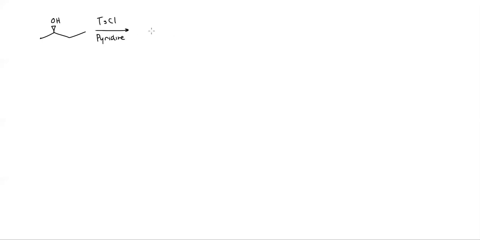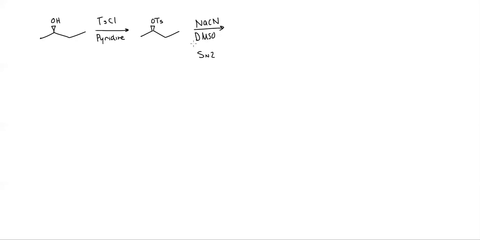Whenever I use TsCl in the first step, you'll see this is chiral. The chirality doesn't change for the first step, so I just have OTs, right? It changes the OH into OTs. But now what I can do is use something that is a good SN2 nucleophile, and then a polar aprotic solvent. So this second step is SN2, this step here.